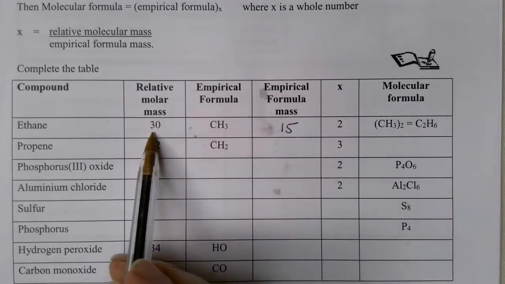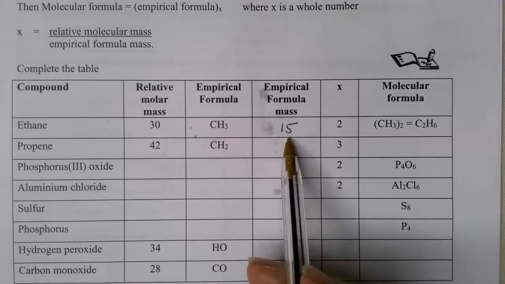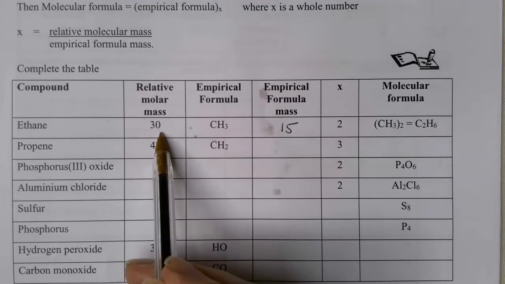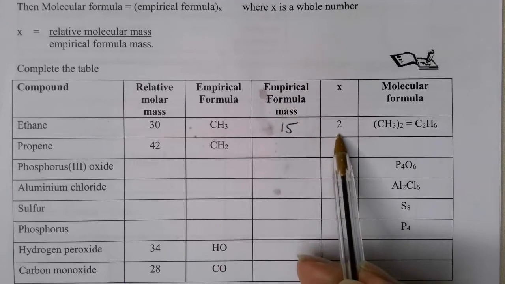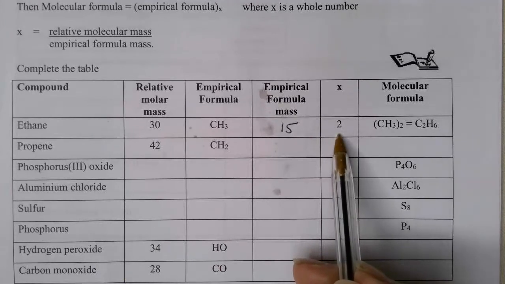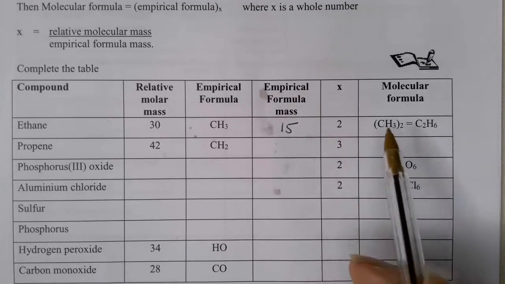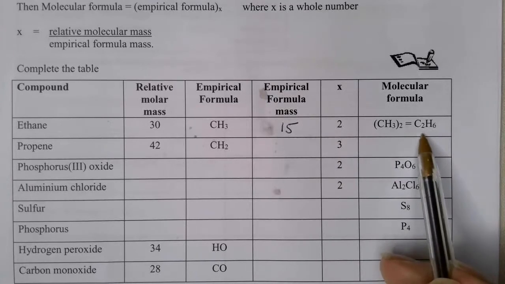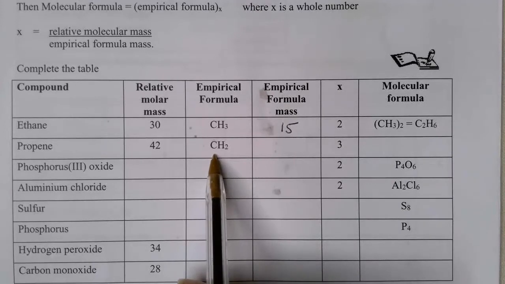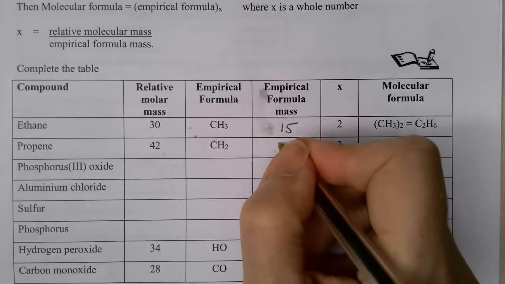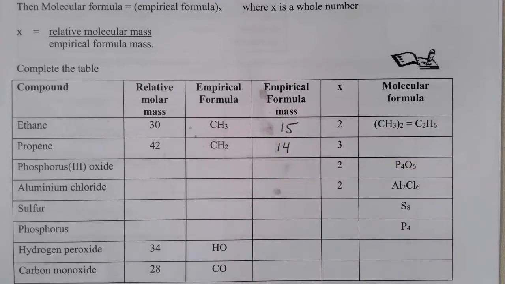So for example, if my empirical formula is CH3, the empirical formula mass would be 15. Now if I know that the relative molar mass is 30, I can see that 15 fits into 30 twice, so x is 2. So the molecular formula is twice the empirical formula. In other words, it is C2H6.